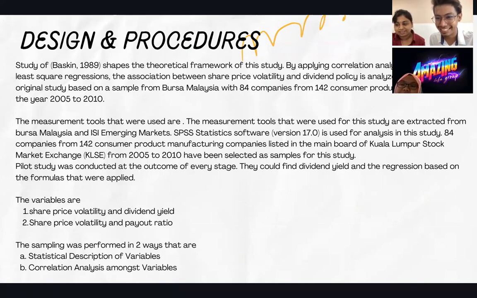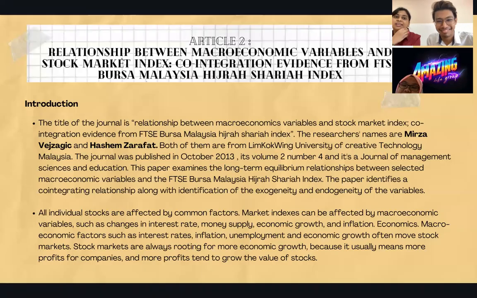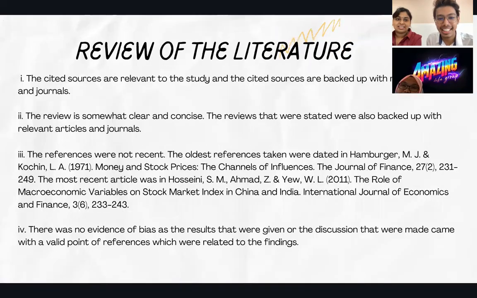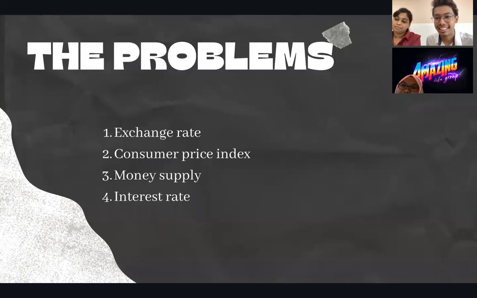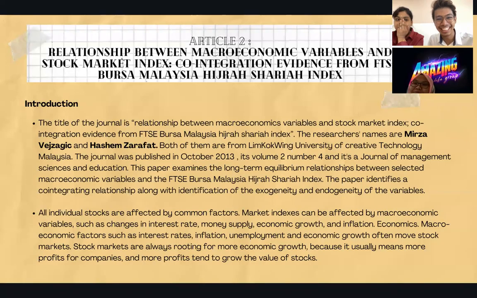Okay, Ricky, can you list out again the macroeconomic variables that have been mentioned in the article too, that have been used? Exchange rate, consumer price index, money supply and interest rate. Other macro variables, I think can also be, if I'm not mistaken, Miss, unemployment, inflation rate, like that.